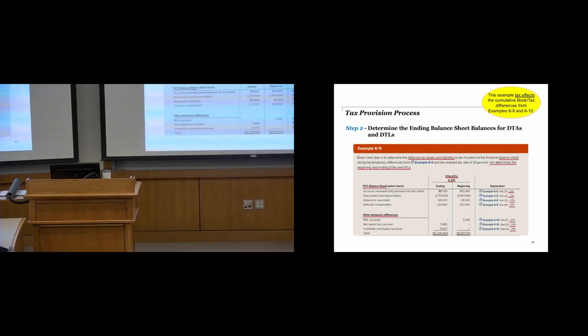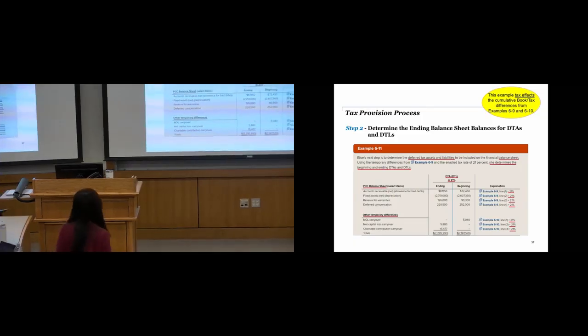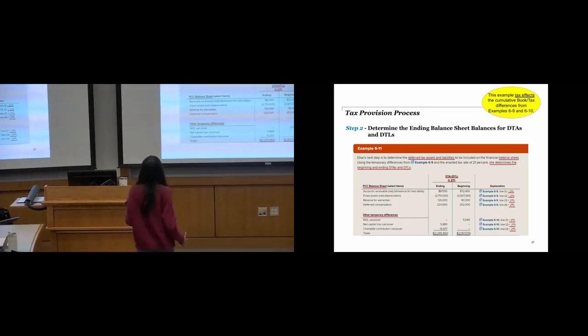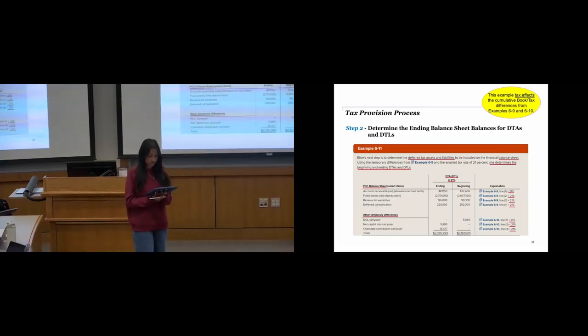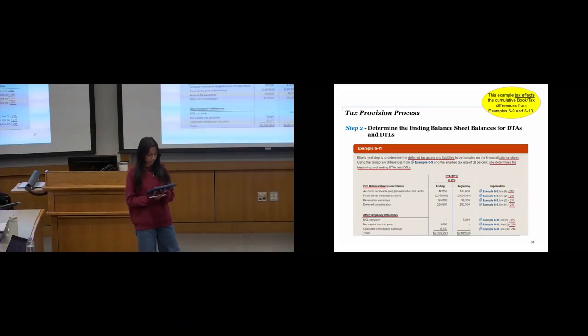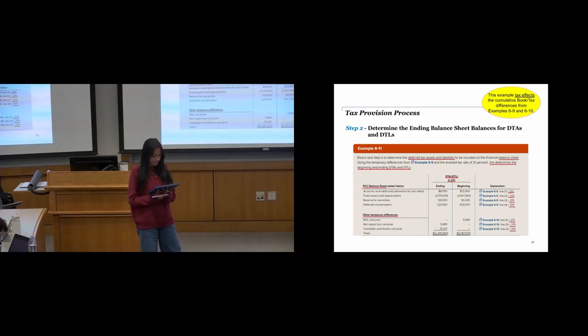Okay. 611. So Elisa's next steps are to determine the deferred tax assets and liabilities to be included on the financial balance sheet. So the other parts of the problems were doing that math, but now we're finally getting the DTL and DTA. So using the temporary differences from example 6.9 and the enacted tax rate of 21%, she determines the beginning and ending DTAs and DTLs.